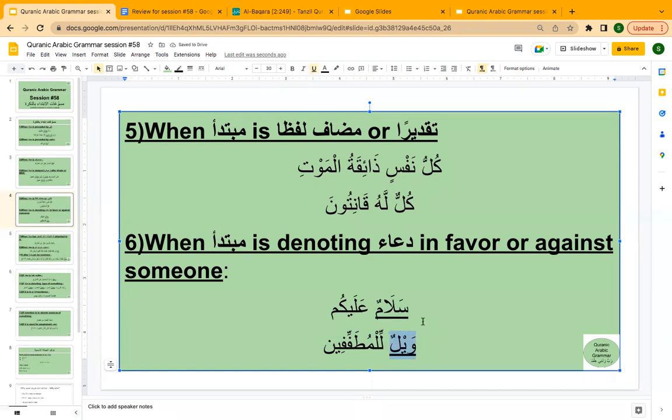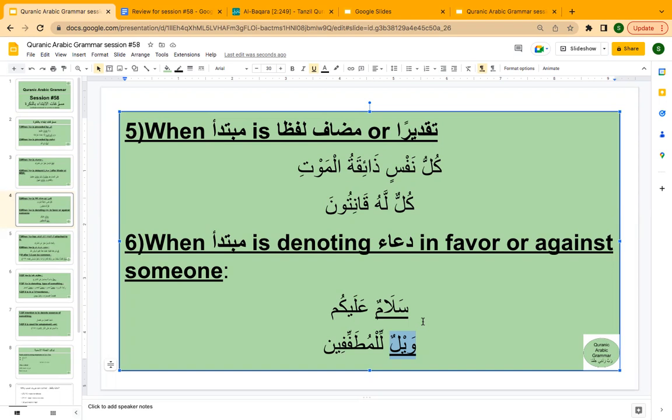Salamun. Is it a dua or badua? The greeting of Jannah. Dua. So salamun. What are you going to now label it as? Mubtada. And what is alaykum? Jar majroor mutalik bil khabar. What is wailun? Destruction upon those who diminish from the stuff. Wailun. Mubtada lil mutaffifina. What is that? Mutalik bil khabar.